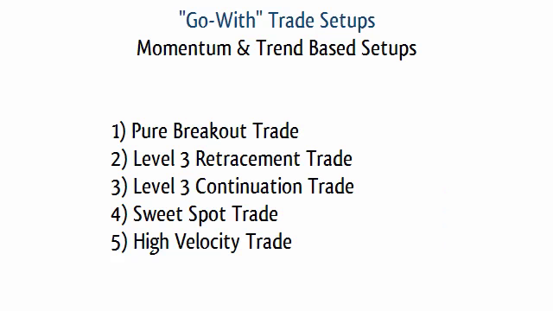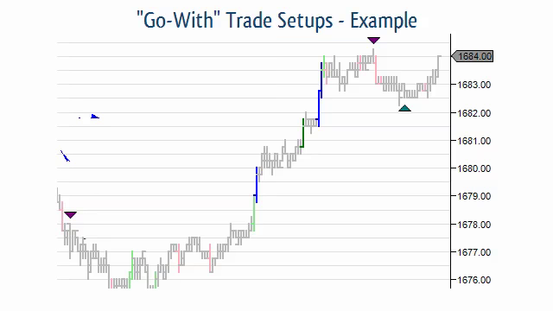Another series of trades we talk about are go-with trade setups. We have several that we teach. There's a pure breakout trade, what we call the level 3 retracement, level 3 continuation, sweet spot trade. I like that one a lot. High velocity trade and so forth. Thought I'd just give a quick example of some go-with trades. And these are types of trades that you would use with the trend, or momentum-based trades, go-with type trades.